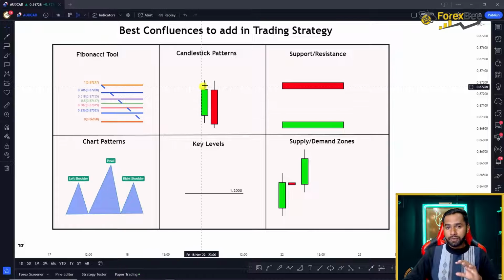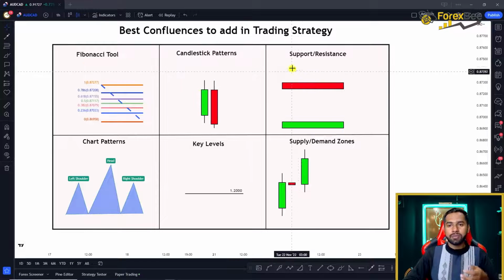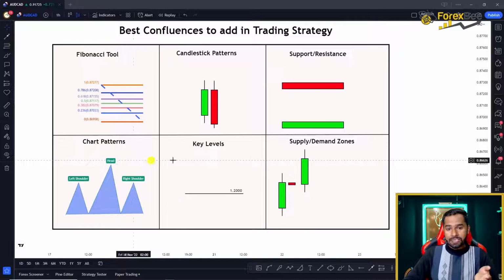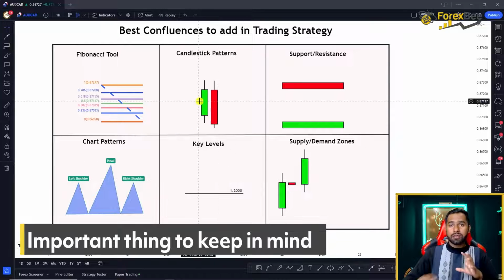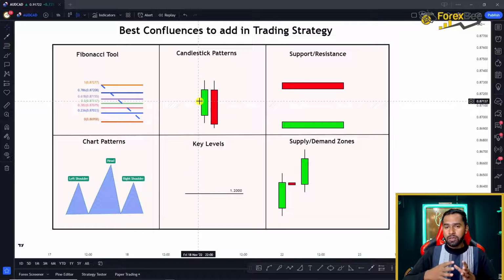But in our upcoming videos, we will also be covering the candlestick patterns, the support and resistance, and chart patterns, and how you can use each of these along with the supply and demand zone. As I said, in this video we're going to be focusing on the supply and demand zones and these two confluences.